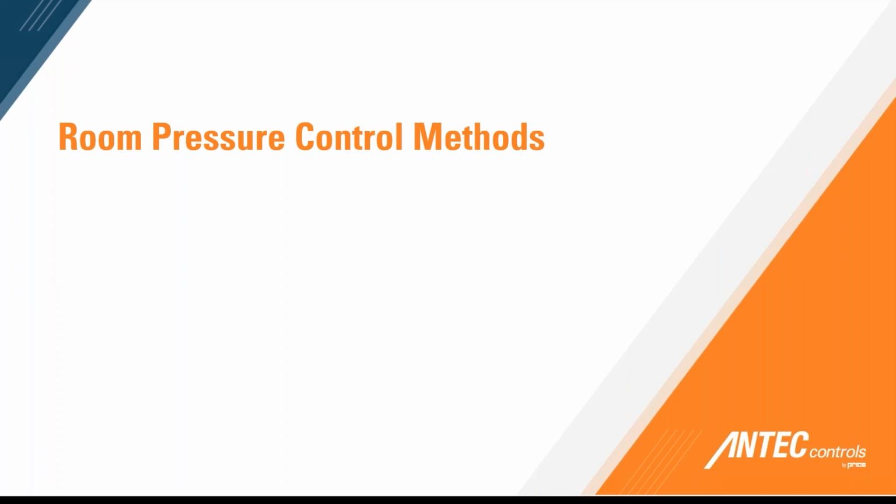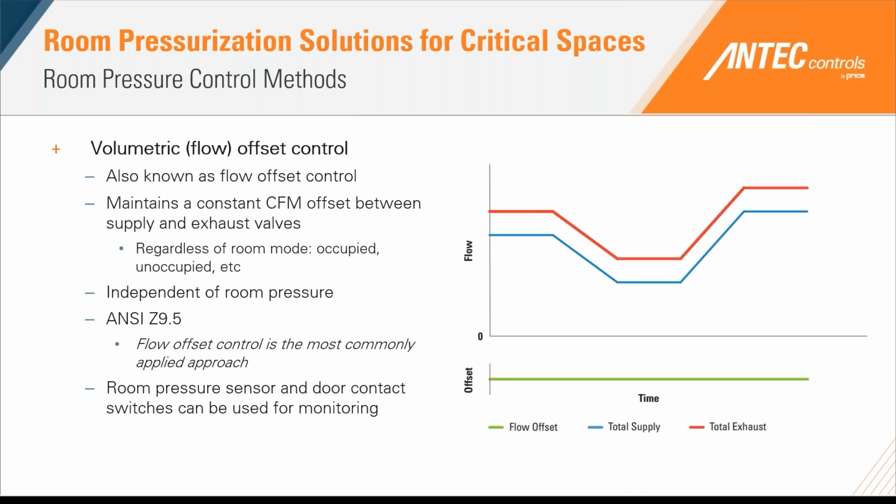So now that we've covered at a high level the types of applications where we may need to utilize this room pressurization strategy, we're going to talk about what type of control methods we can use to maintain that pressurization. The first control method is volumetric offset control, also commonly known as flow offset control.